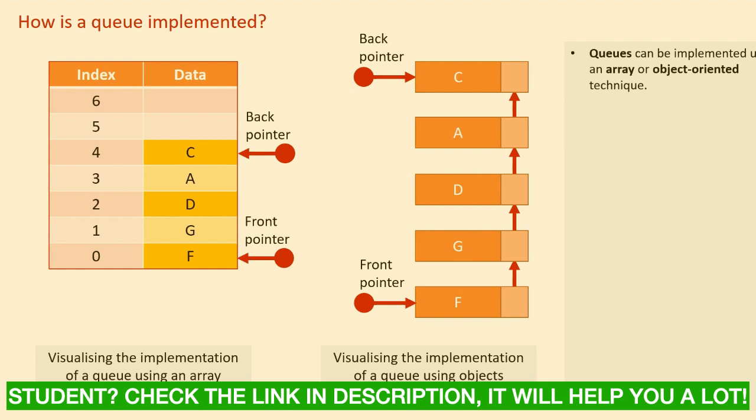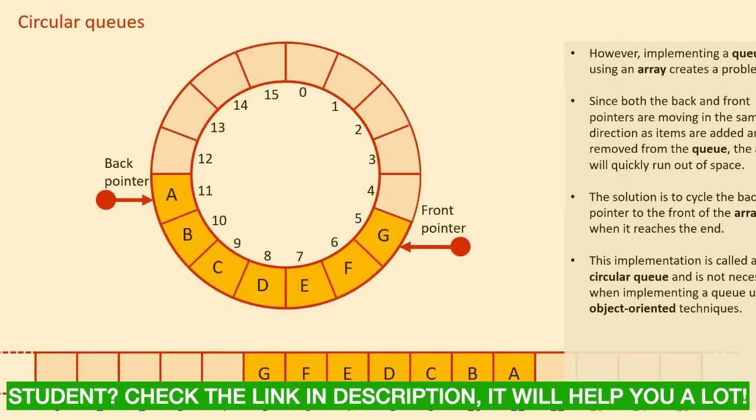Queues can be implemented using an array or indeed using object-oriented techniques. However, implementing a queue using an array can create a problem. Since both the back and front pointers are moving in the same direction as items are added and removed from the queue, the array can quickly run out of space. One solution is to cycle the back pointer to the front of the array when it reaches the end. This implementation is called a circular queue, and this is not necessary if we're implementing a queue using object-oriented techniques.